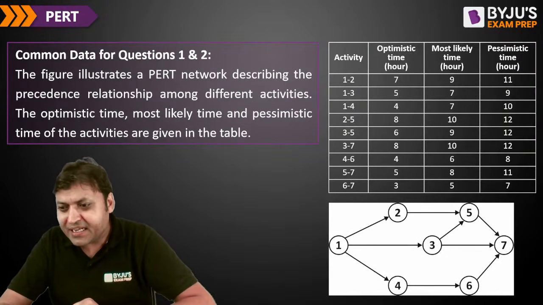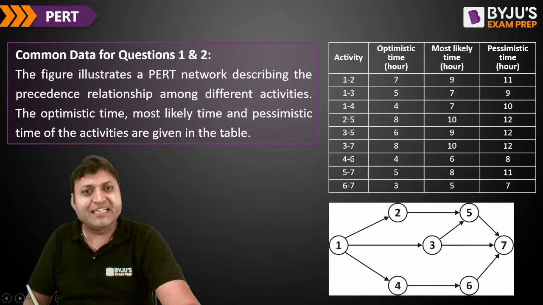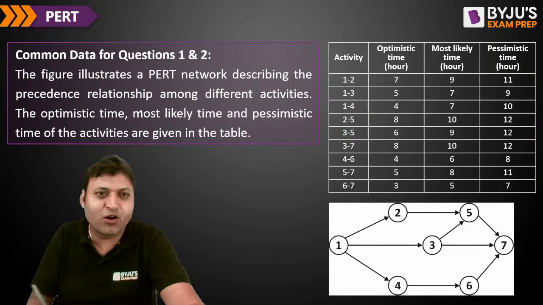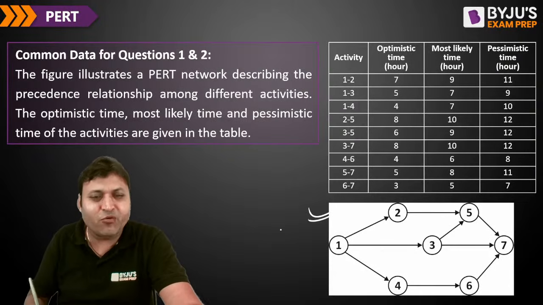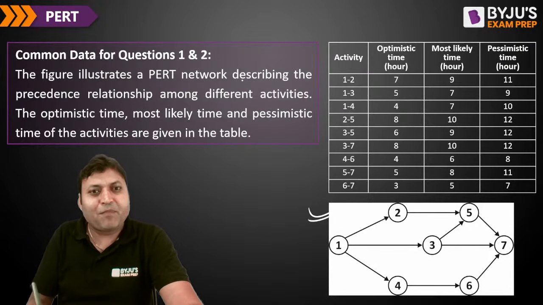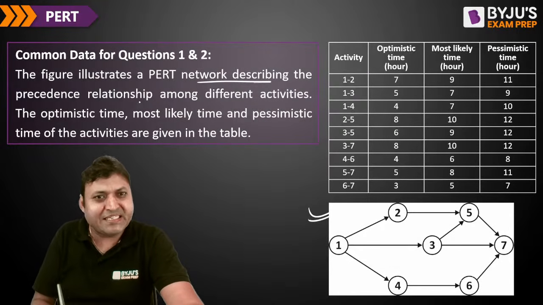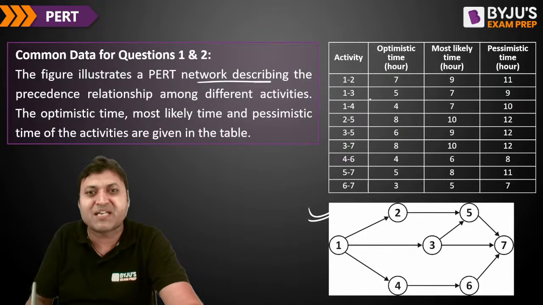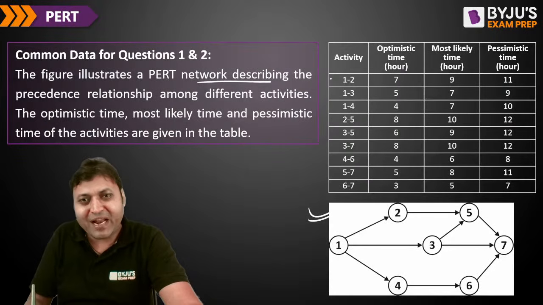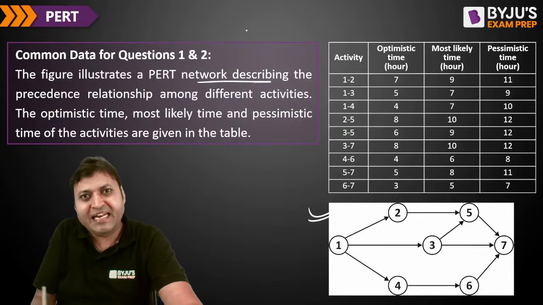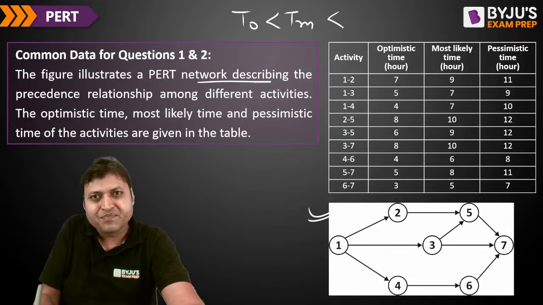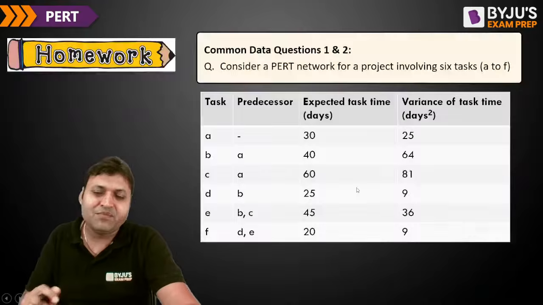Let us discuss this question, how to find out X bar and all. This is the figure given, which illustrates a PERT network. The network diagram is already given with the precedence relationship among different activities. The optimistic time, most likely time, and pessimistic times are given in the table. These are the values for activity 1 to 2: optimistic, most likely, and pessimistic. They are in increasing order: TO is less than TM is less than TP. For all the activities, the time estimates are given.